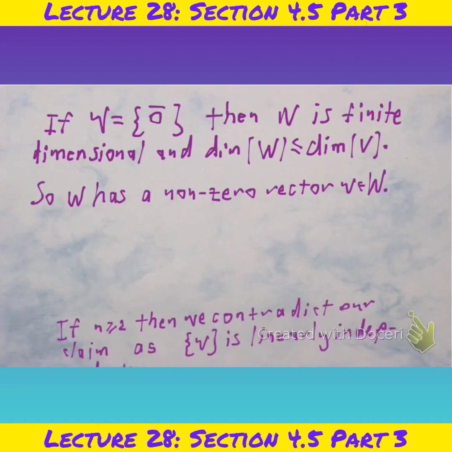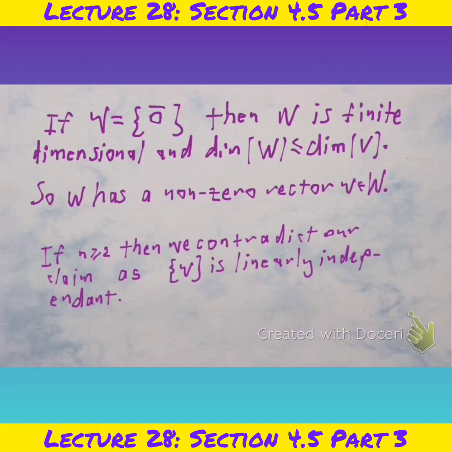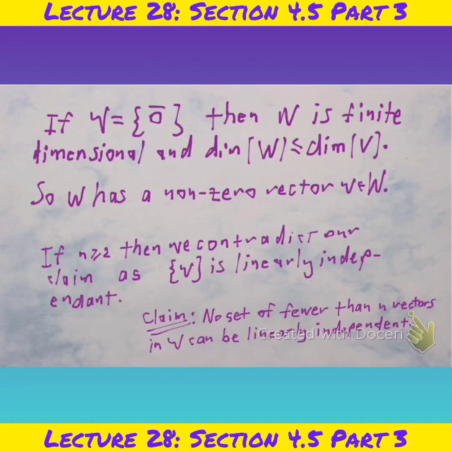Alright, so what happens if the dimension of V is at least 2? That means that n is at least 2, and we contradict our claim. Now, why are we contradicting our claim? What claim are we contradicting? That's the question. Alright, remember this claim here. We said that no set of fewer than n vectors in W can be linearly independent.